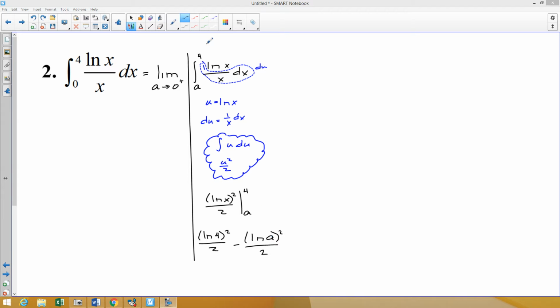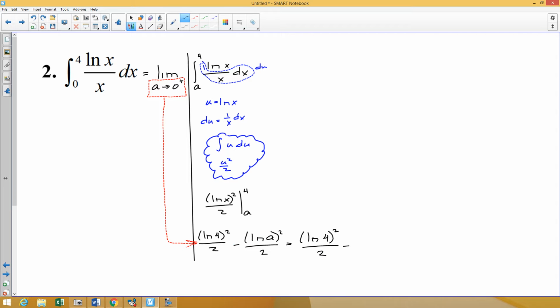We're down here, and this is where we revisit the limit, and I'm interested in knowing what happens to this function down here as a approaches 0 from the right. So as a is approaching 0, well, the natural log of 4 squared over 2 is a big ugly number, so that's not going to go anywhere. That's just going to be unaffected by the behavior at a, or at 0.